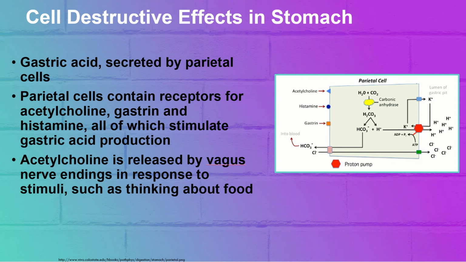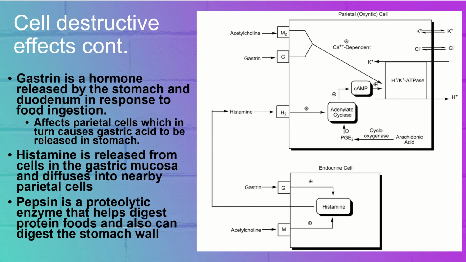So let's talk a little about cell destructive effects on the stomach. Well, you have your gastric acid, which is secreted by your parietal cell, which we just mentioned. Your parietal cells contain receptors for acetylcholine, gastrin, and histamine, all of which stimulate gastric acid production. And acetylcholine is released by the vagus nerve endings in response to stimuli such as thinking about food. Some of us can attest to that.